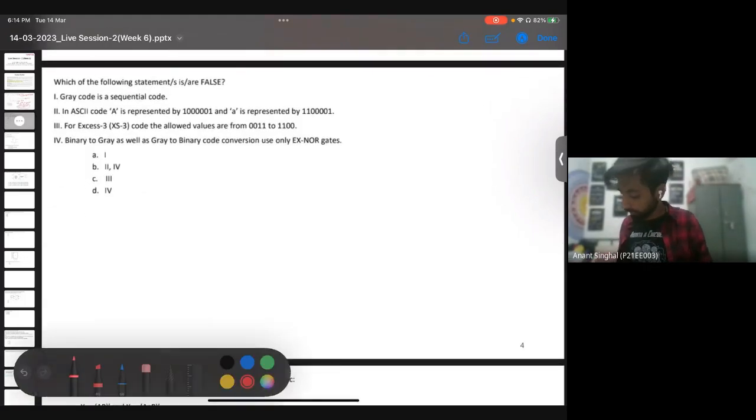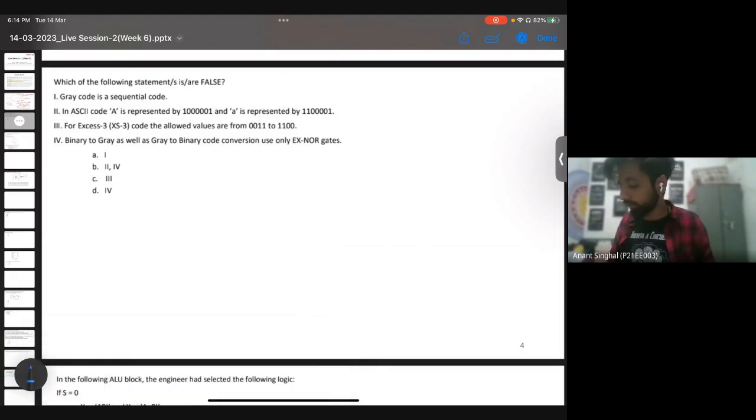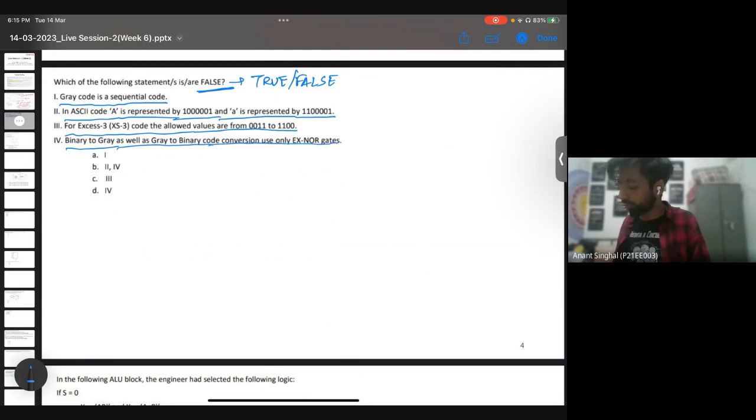So it is a theoretical question. It says, which of the following statements is or are false? You need to be careful, it can be true or false here, so you need to read the question carefully to answer it. The first statement is: gray code is a sequential code. The second statement says in ASCII code, capital A is represented by this and small a is represented by this. Then it says for XS3 code the allowed values are from 0011 to 1100. And the last option is: binary to gray as well as gray to binary code conversion use only XNOR gates.